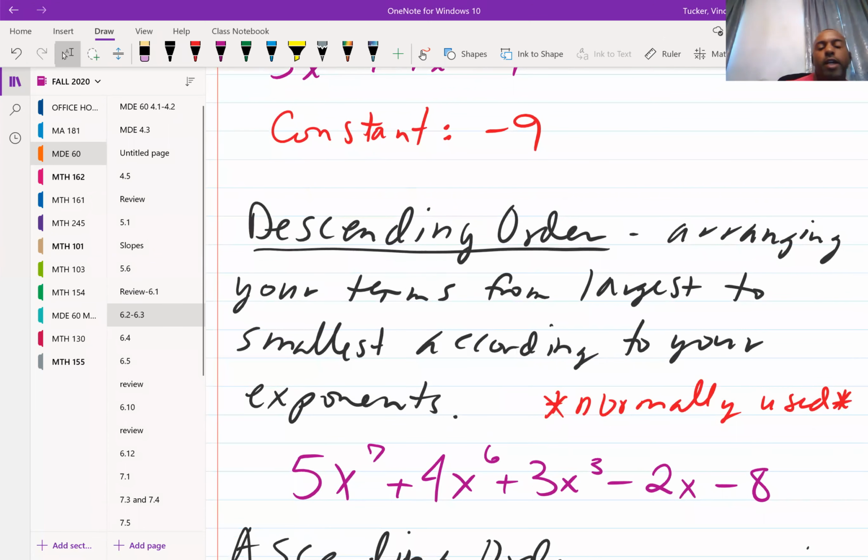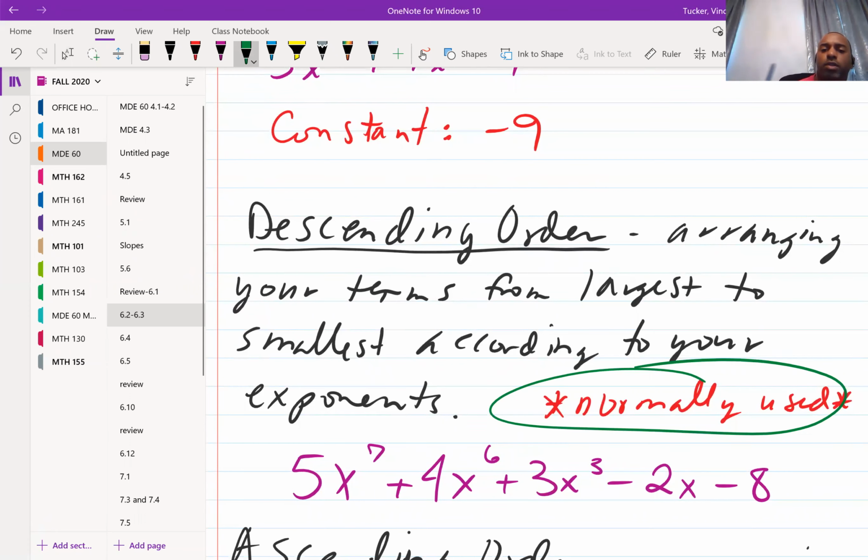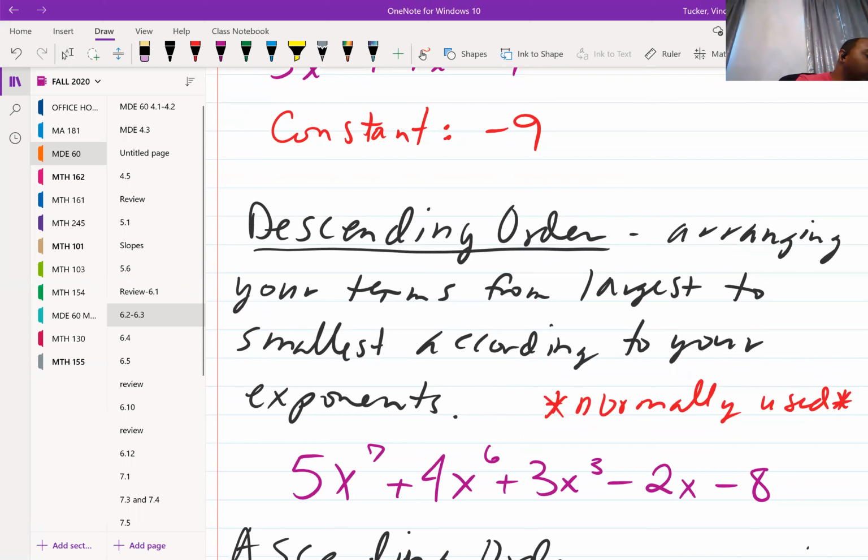If they ask you about descending order, that means arranging your terms from largest to smallest according to your exponents. So you notice you look at your exponents, starting off with 7, going down to 6, 3, 1, and then no exponent at all. And that's the one we normally use, writing your terms in descending order.